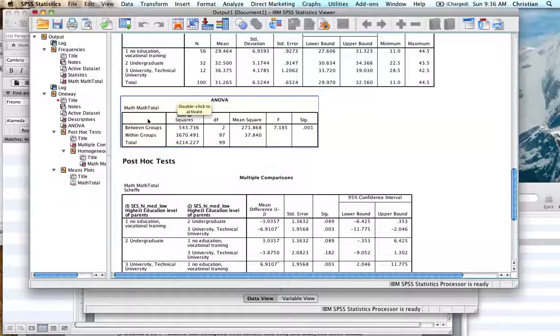Now here we come to our ANOVA table. This is what we're really interested in. It tells us, is there a difference between the groups? So we get the within groups mean squares and the between groups mean squares. If there was no difference, we expect the mean squares between the groups to be about the same as the mean squares within the groups. Then we do the F ratio. The F ratio is just between groups divided by within groups, and this is 7.18. So 7 times almost 37 gives us about 271.